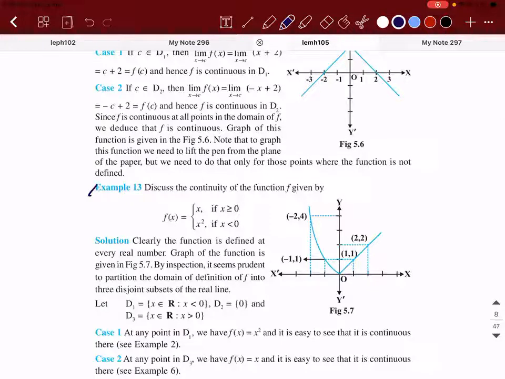What about the 13th one? Discuss the continuity of the function f of x is equal to x for x greater than or equal to 0, x square if x is less than 0. Continuous. Even before you solve, just substitute and see. For x greater than 0, the function is x. Substitute 0 and see. At x equal to 0, it is 0. For x less than 0, 0 square is 0. So it will be continuous. But don't make the mistake of not showing the steps, because it is going to be subjective and they will expect those steps. So master them.